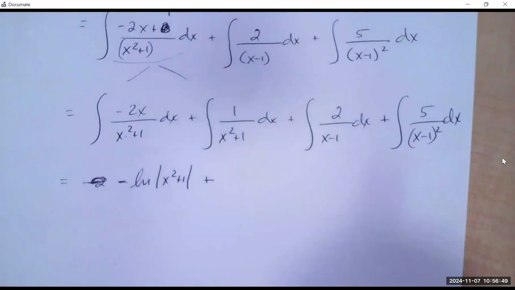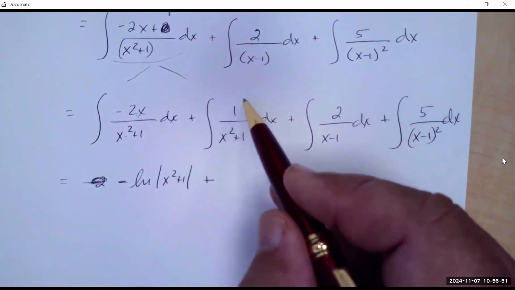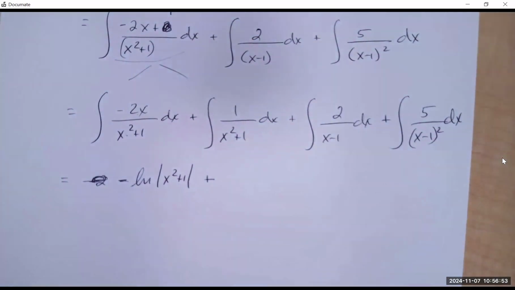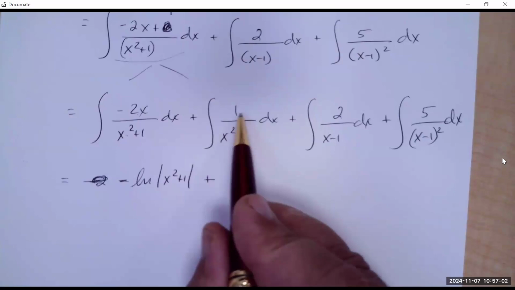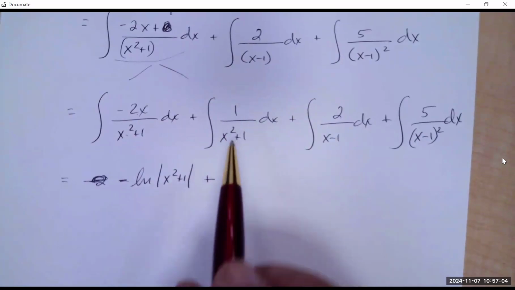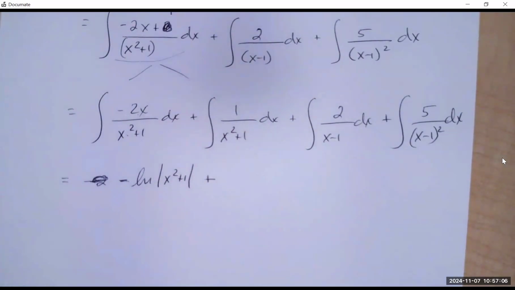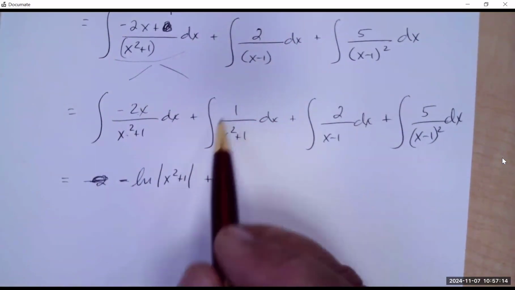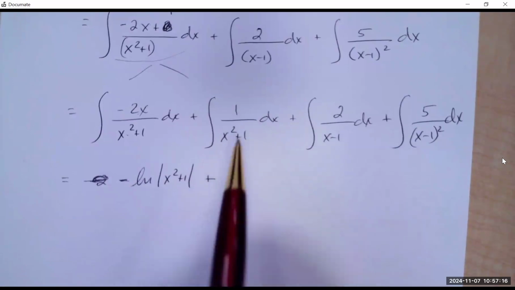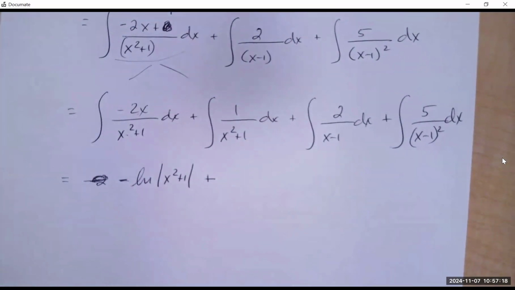How about this next one? What is the integral of 1 over x squared plus 1? That can't be ln because it's not du over u, because this would be 2x. There's no x on top. So in this one, we have to use our integral chart. Go back in those charts I gave you at the beginning of the semester and look for what integral is this 1 over x squared plus 1.